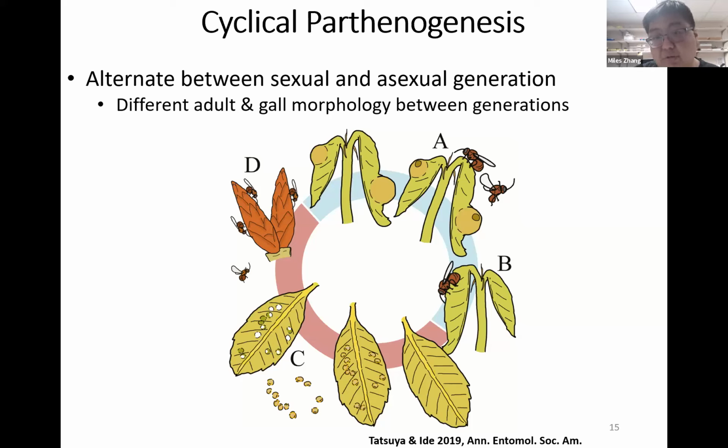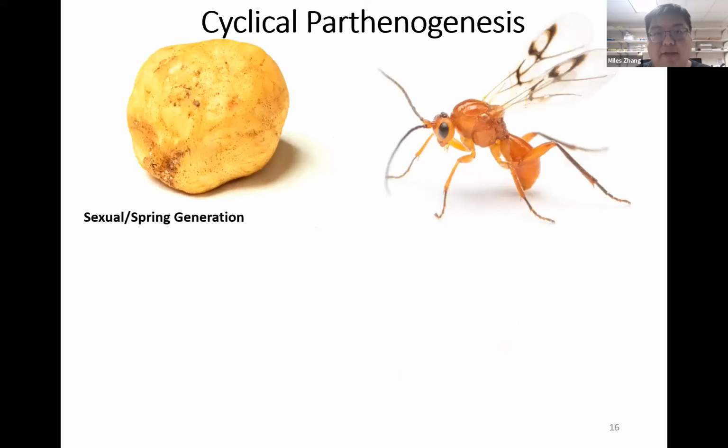This is often the case with the spring generation, which tends to be on really ephemeral resources, such as the flowers, like the catkins of the oaks. They don't last very long. They just come out, make galls, die. So we don't know a lot about those generations. But worse is that in some cases, they're described under different names or even different genera. Trying to link those together has been a major problem. So like I said, there's of course DNA, right?